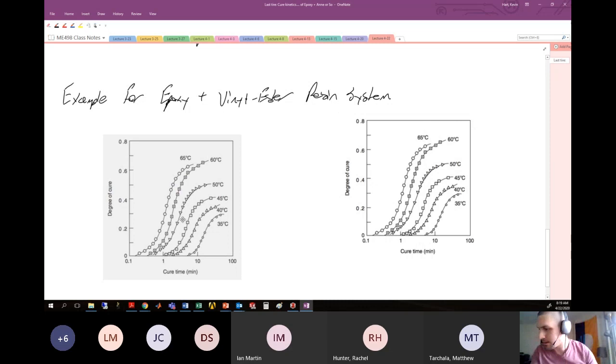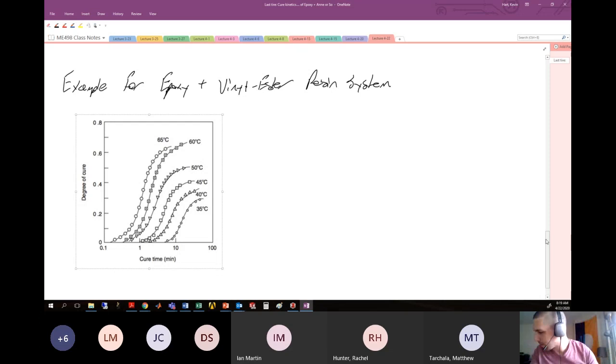A couple of things I want to note about this particular graph. These temperatures here are the curing temperatures that were used for this particular reaction. So 65, 60, we're holding the reaction constant at that particular temperature. What you'll notice is that obviously as my temperature is increasing, my rate is increasing.